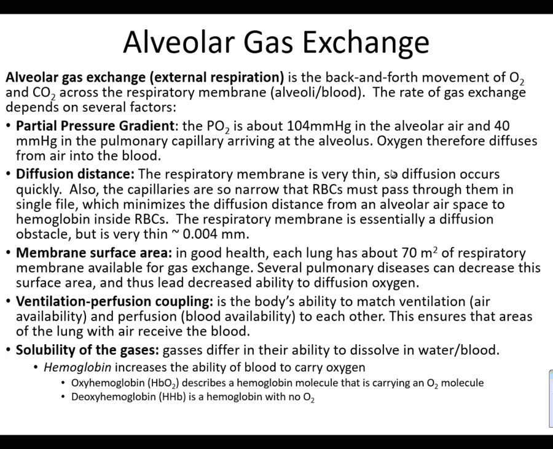Membrane surface area. In good health, each lung has about 70 square meters of respiratory membrane available for gas exchange. That's an incredible amount. Several pulmonary diseases, though, can decrease this surface area, thus leading to decreased ability to diffuse oxygen. That should say diffuse, not diffusion. Diffuse oxygen.